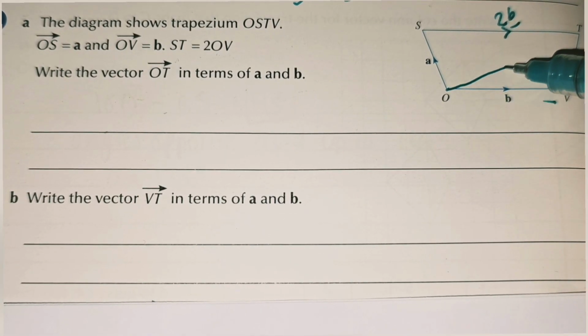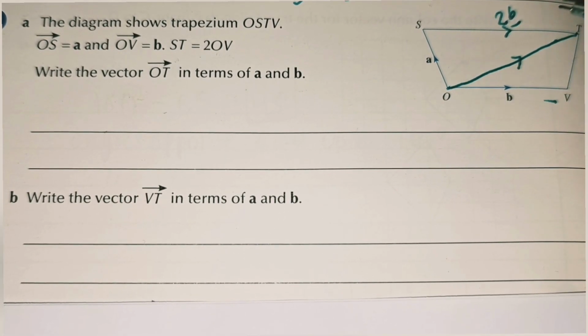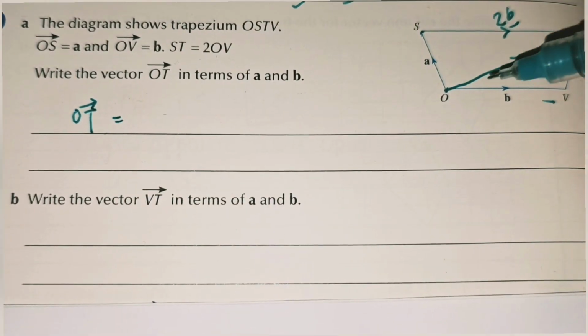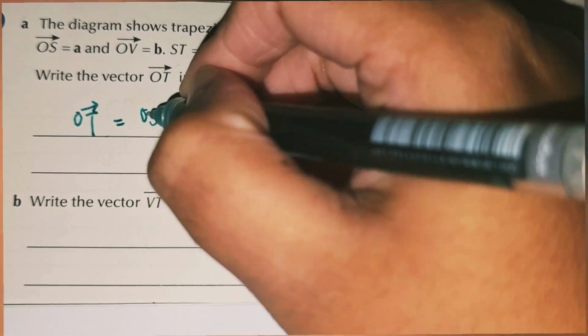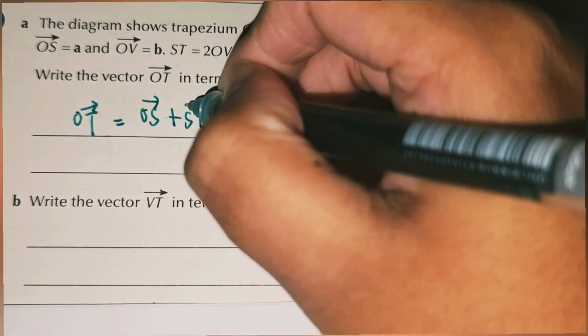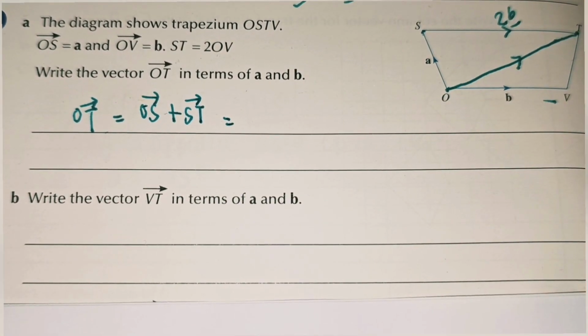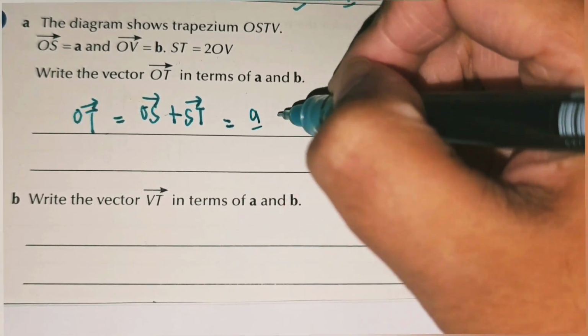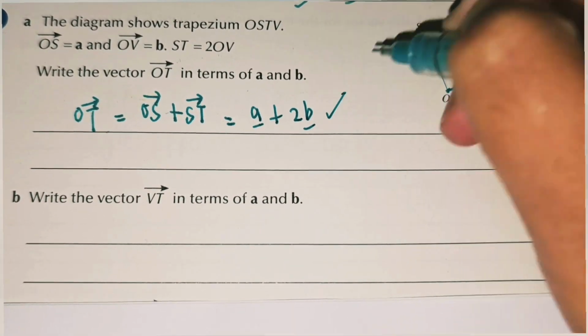So I need OT. Now I can move from O to S and then from S to T. So OT is OS plus ST. Okay, OS is A and ST is 2B. So that would be A plus 2B.